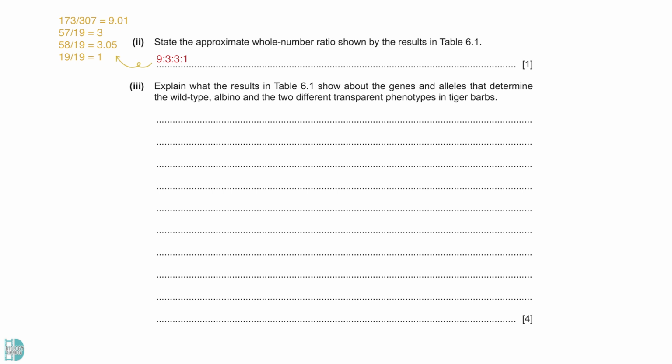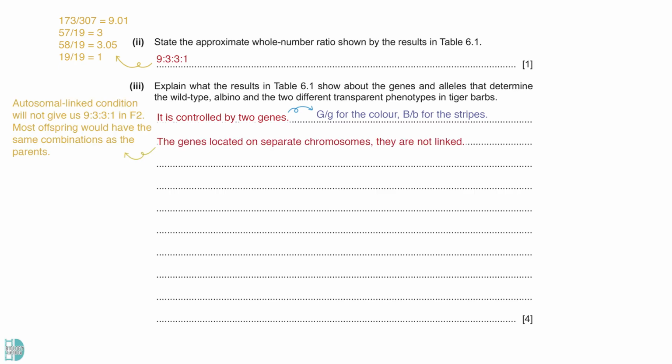3 wants you to explain the results in Table 6.1. You can refer to the genetic diagram I have drawn. Two genes control the phenotype, G for the color and B for the stripes. The genes are located on separate chromosomes. We know that they are not linked by looking at the F2 ratio. The autosomal linkage condition will not give us the 9:3:3:1 ratio, as most offspring would have the same phenotype as the parents. Their phenotypes are not affected by their sex, so this is not a sex-linked condition.